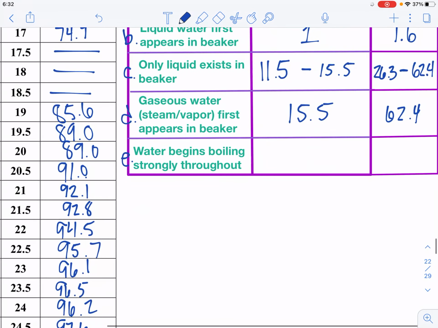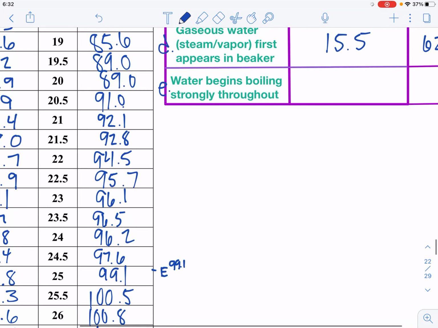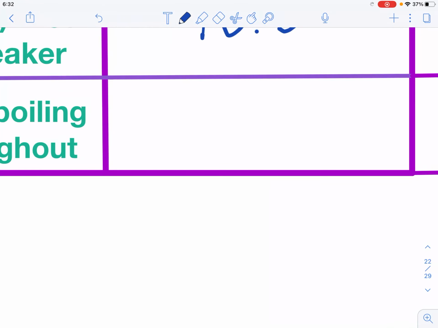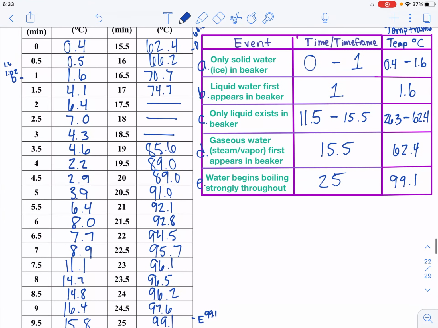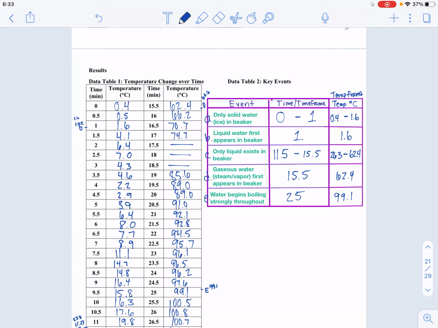And then the last one here is just a single time frame. So it's water begins boiling strongly throughout. For this one here, it is about 25 minutes. Oops, yeah, 25. And the temperature was at 99.1. Okay. So that's how we fill out that chart there.